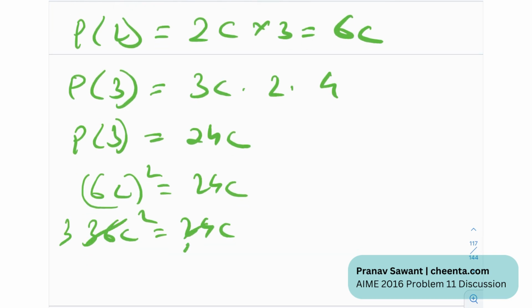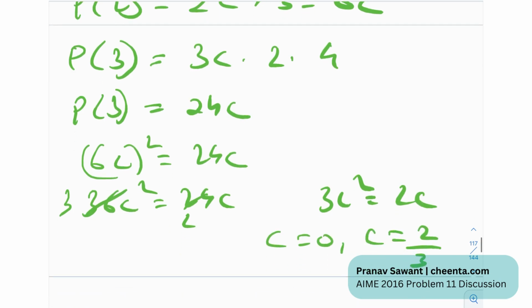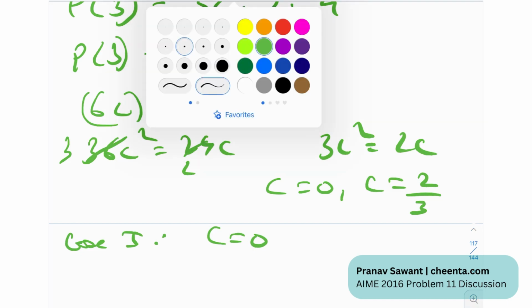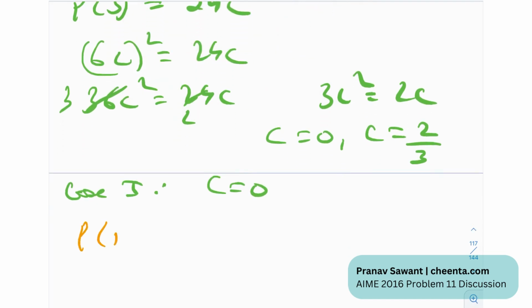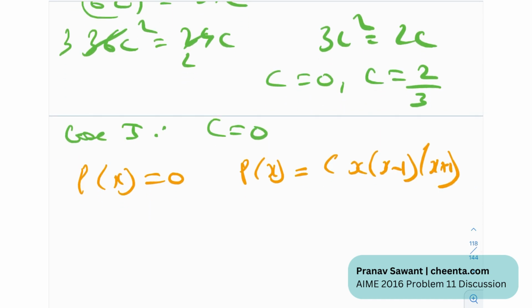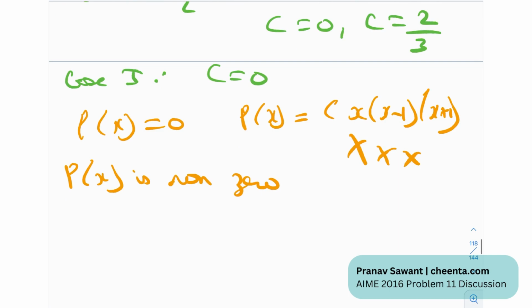So that would be 3c squared is equal to 2c. Now c can be either 0 or 2 by 3. So we just diverge it into two cases. Case 1 is c is 0, and if c is 0, then p of x would also be 0, right, because p of x was essentially nothing but c times (x minus 1) times (x plus 1). But they have specifically given to us in the problem that p of x is a non-zero polynomial. It's non-zero, so this case essentially is eliminated.